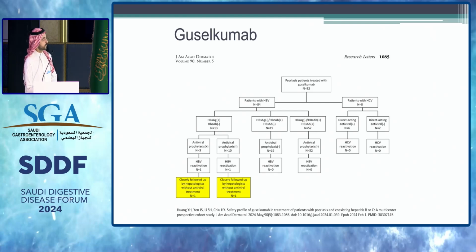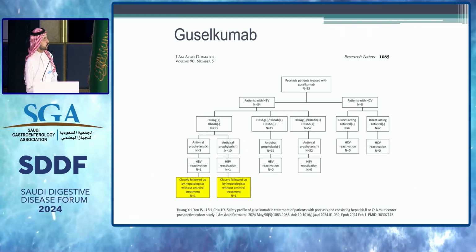10 of them received prophylaxis, and 1 of them had reactivation. However, that patient was closely monitored by a hepatologist without antiviral treatment and with continuation of the medication. He had eventual improvement in the DNA and liver enzymes.